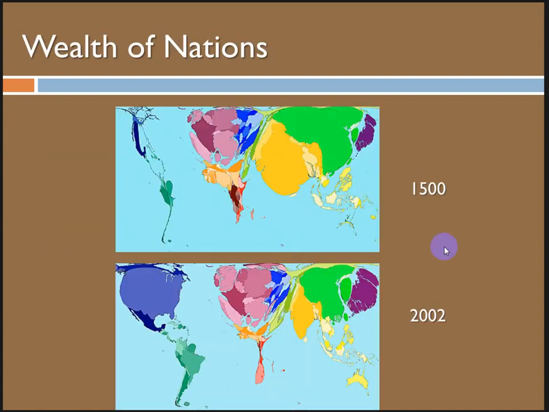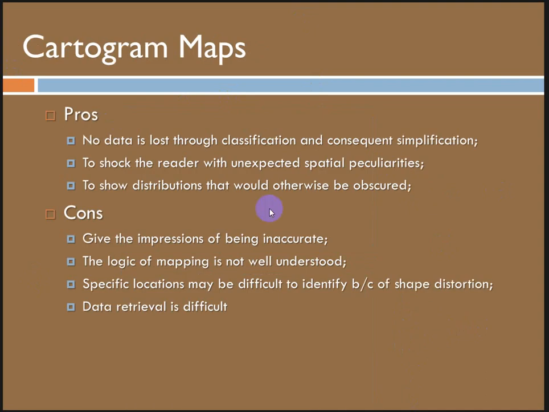All right, wealth of nations, interesting to look at. Around the 1500s, Europe is strong. We've got a lot of strength here, but when you go to 2002, things have sort of equalized a little bit in the northern hemisphere, I should say. Interesting maps. So cartograms. No data is lost through the classification. We're dealing with a strict spatial normalization. You can tell quite an interesting story and show distributions that might otherwise be obscured by your classification.